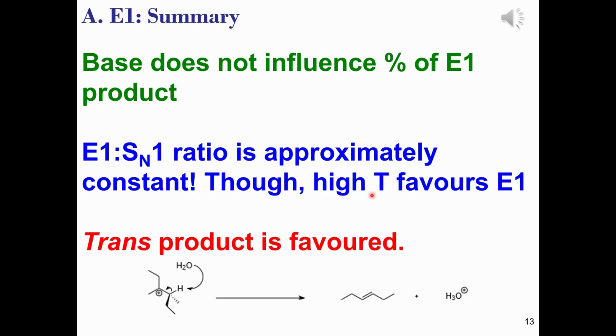Finally, there's no requirement for the stereochemistry of the starting material. The hydrogen can be at any orientation to the leaving group in the starting material. There is a requirement, though, for E1 that the carbon-hydrogen bond be able to rotate so that it's in the same plane as the empty p orbital on the carbocation when the new pi bond is formed. This results in the trans product. This concludes part A.